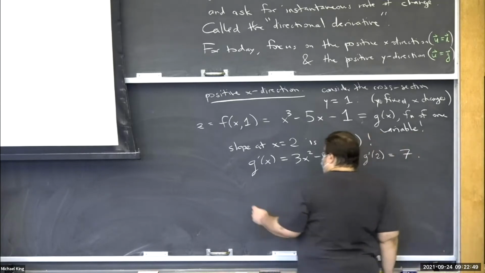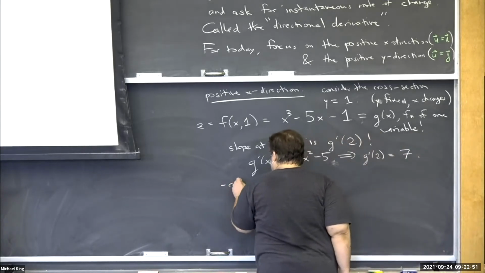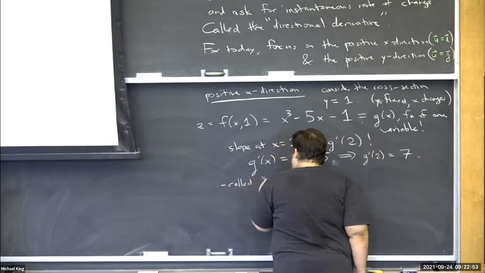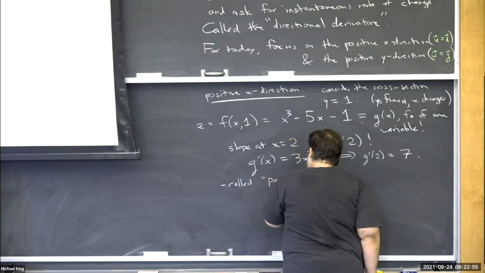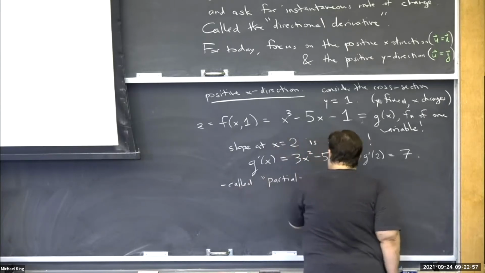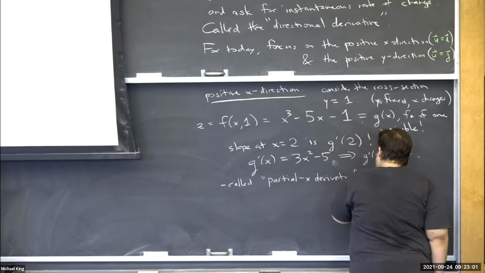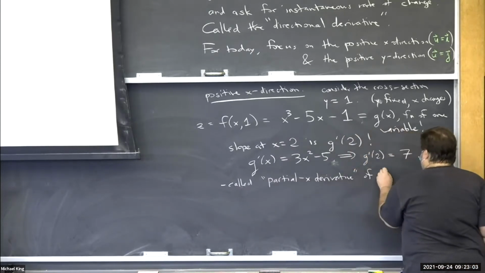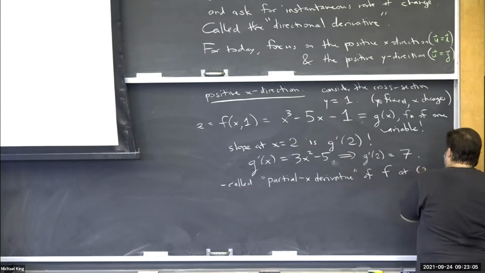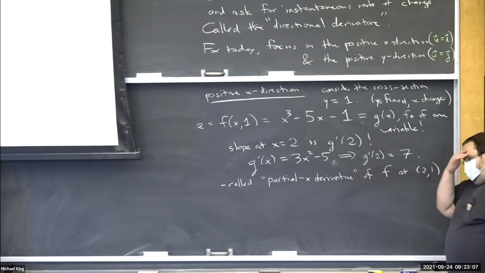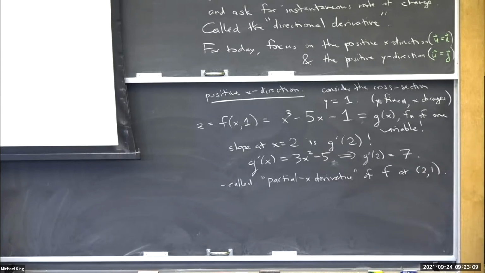So this is called the partial x derivative of f at the point (2, 1). Okay, so that's not too hard to compute. It's funny, the reason why just setting y equals a constant is nice is because it gives us a function of one variable and we can picture it nicely.